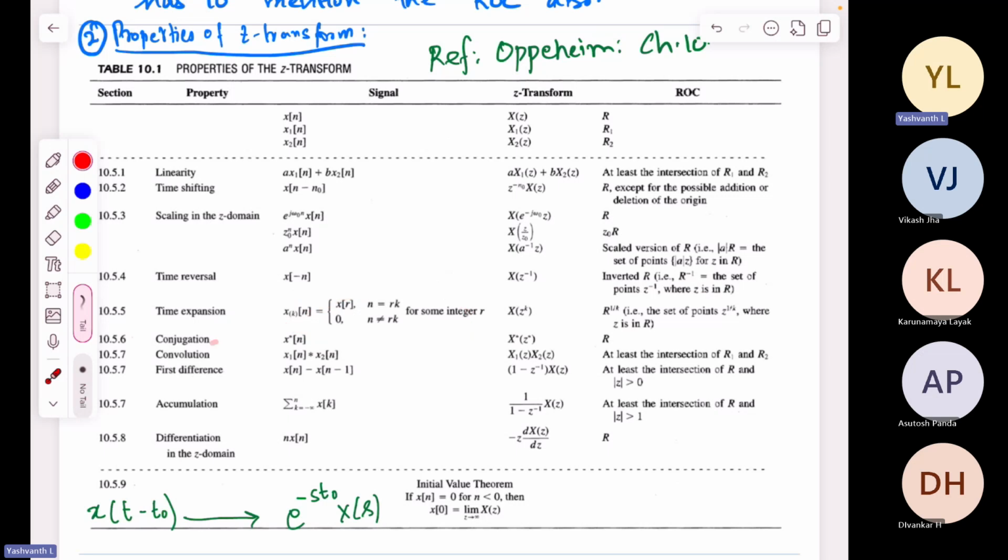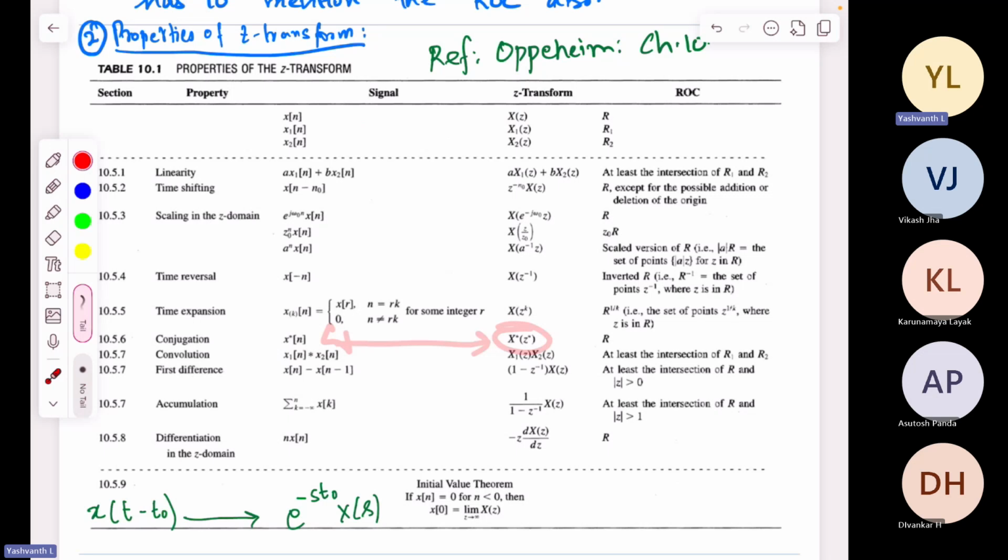Conjugation. What conjugation says is, if x of n is a time domain signal whose z transform is capital X of z, then the conjugate of x of n will have the z transform X conjugate of z conjugate. In fact, we will use this property in one of the problems for today.